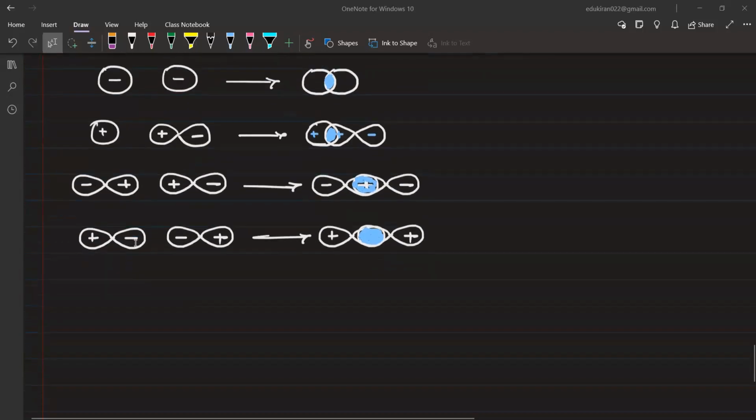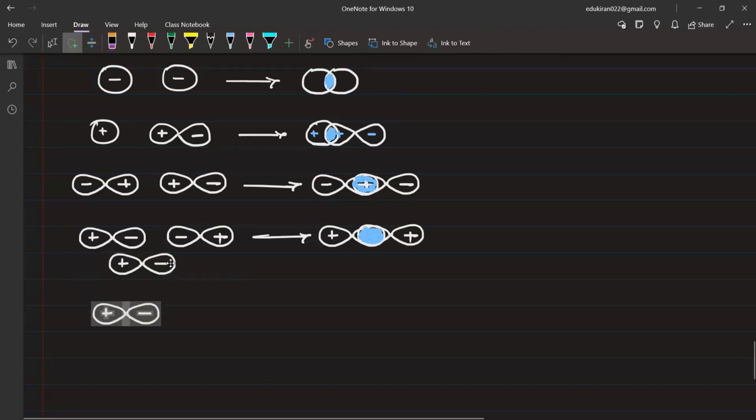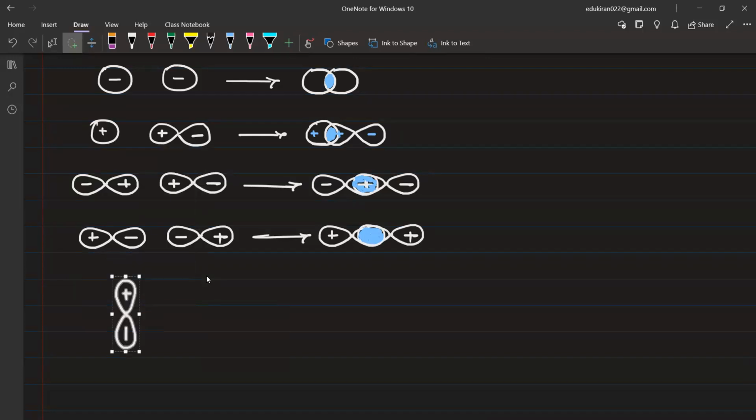Similarly, please see one more case. When we have two, just a second. If you have something like this, okay, you have something like this, and these are, so what we can do here also, there can be overlap.